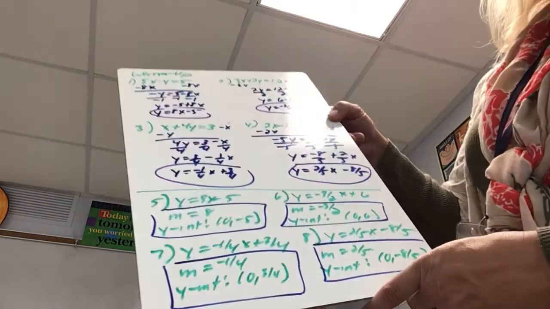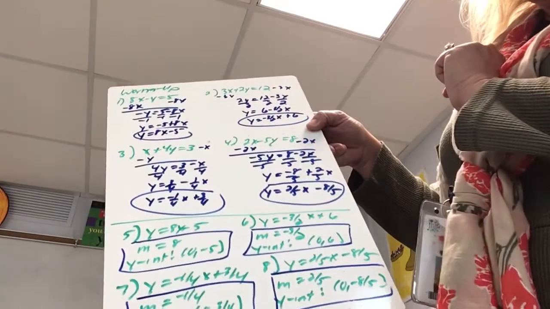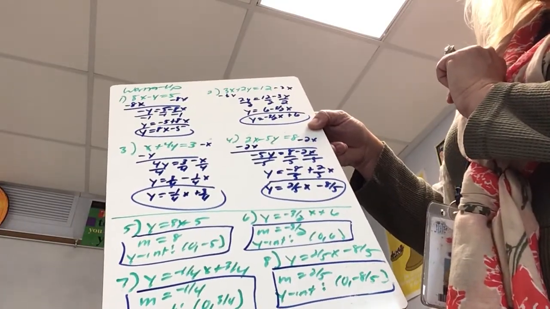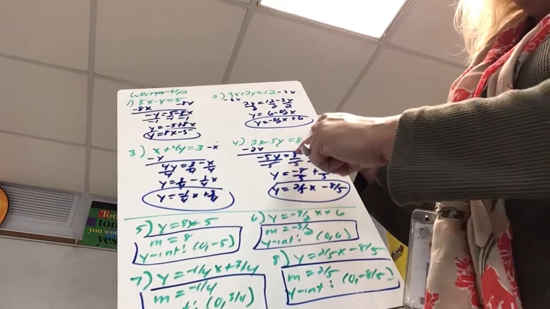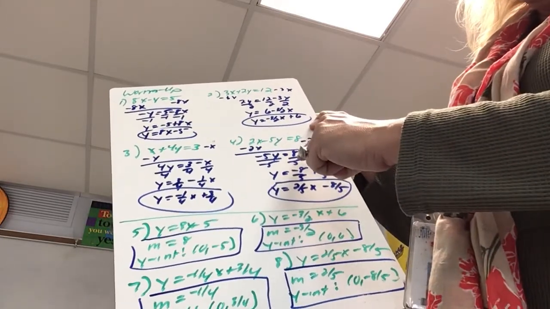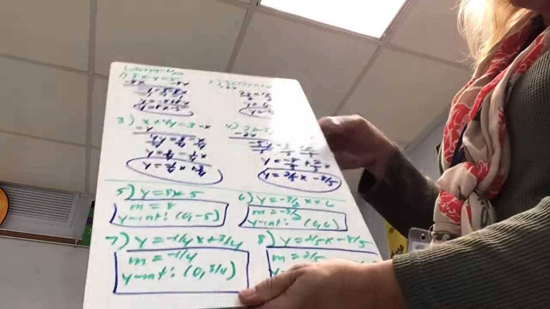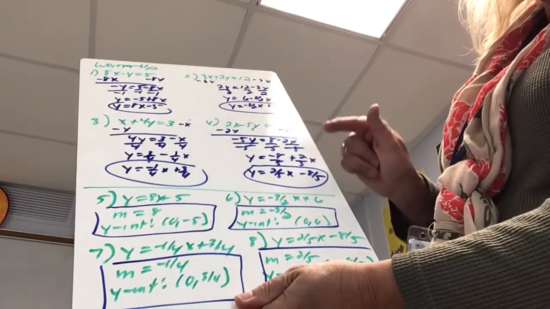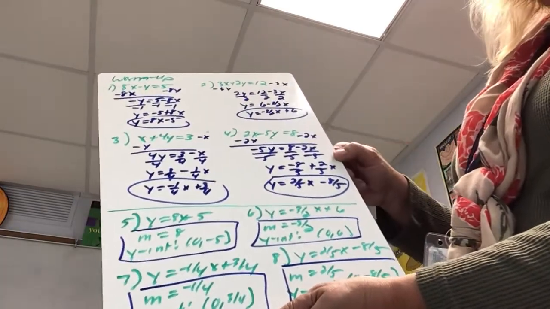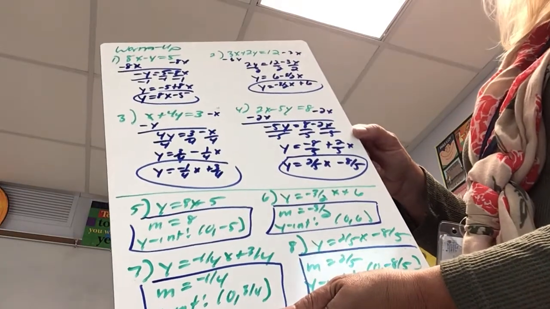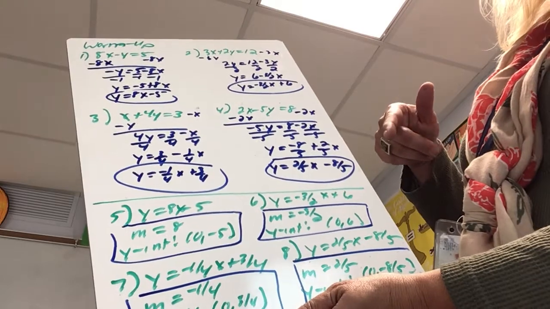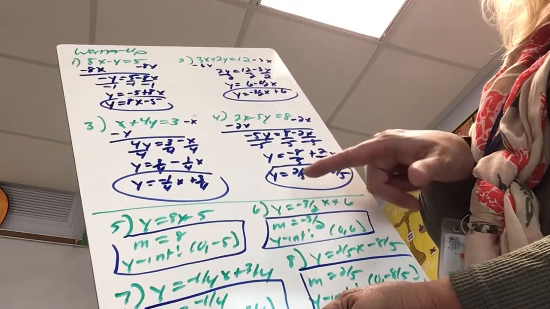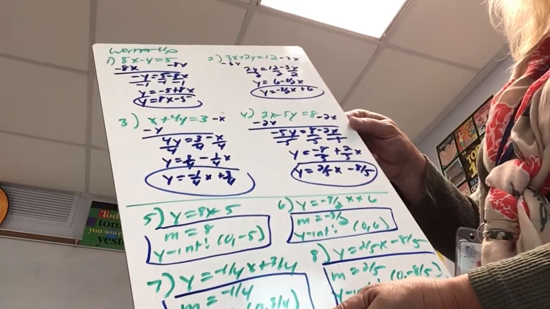And then number 4, I'm going to subtract my 2x, and then I'm going to divide every term by negative 5. So I would have 8 divided by negative 5, which is negative 8/5, and I would have a negative 2 divided by negative 5, so that's 2/5. So I have y equals negative 8/5 plus 2/5 x, again, slope-intercept form. The slope should be first, so y equals 2/5 x minus 8/5.